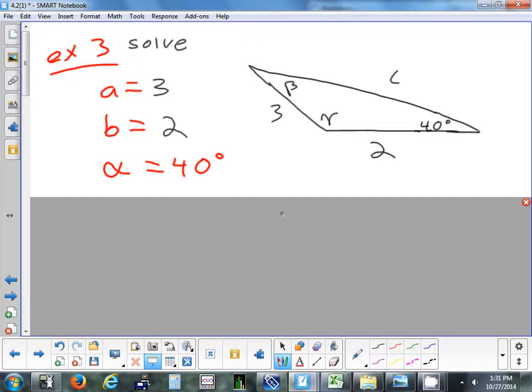Side angle. What can't you do right away here that we were able to do on the last two? Find the third angle. Yeah, able to find that third angle. You can't do that here because you don't have 2 out of 3 angles. So this is a side angle.